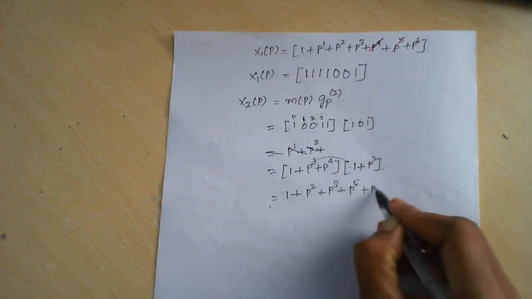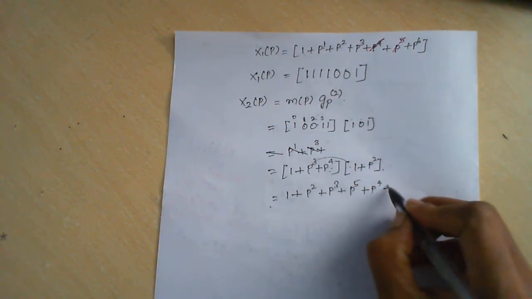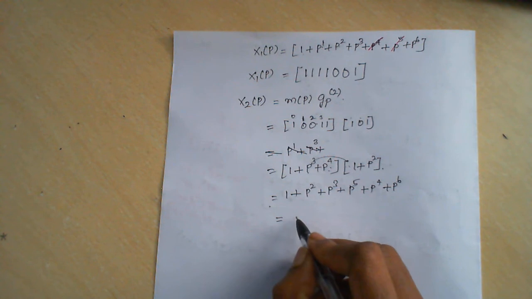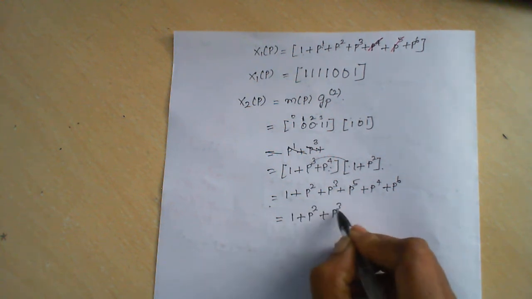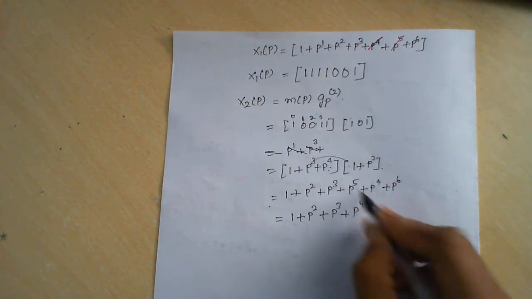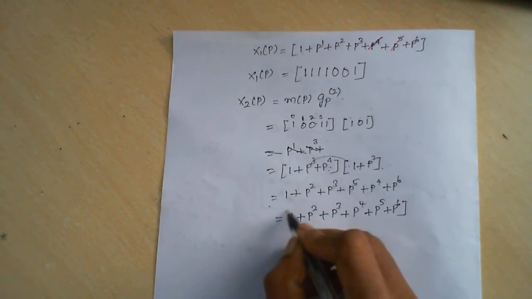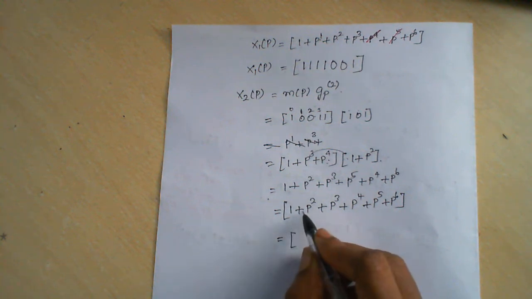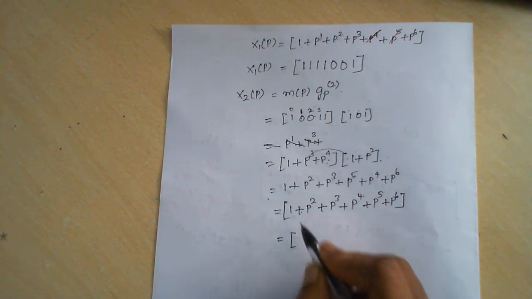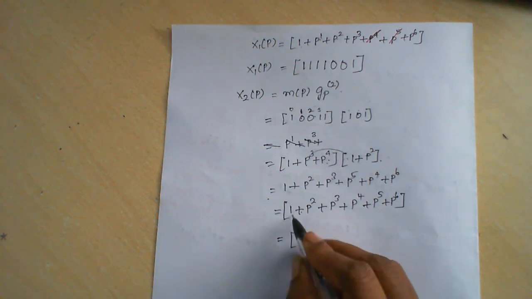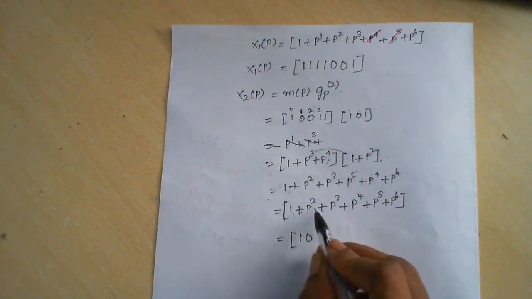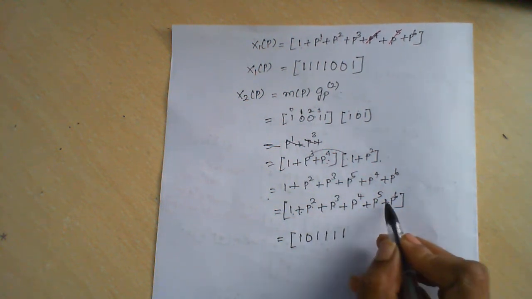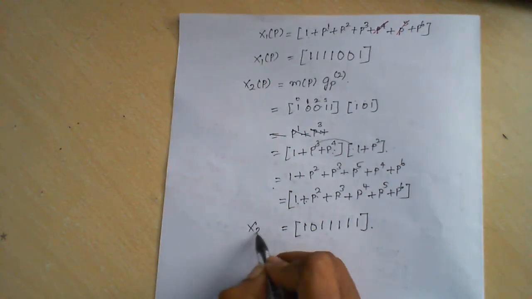Next is p power 4 into 1 is p power 4, and p power 4 into p power 2 is p power 6. So similarly you could specify these terms: 1 plus p power 2 plus p power 3, written in the order of the polynomial, plus p power 4 plus p power 5 plus p power 6. So here specify the terms in order and assume 0 for a variable which is not appearing. So p power 0 is present, so it is 1, whereas p power 1 is not present, so it is 0, p power 2 is present, so it is 1, p power 3 is present, p power 4 is present, p power 5 is present, so 1, and p power 6 is present, so it is 1. So this is your x2 of p.